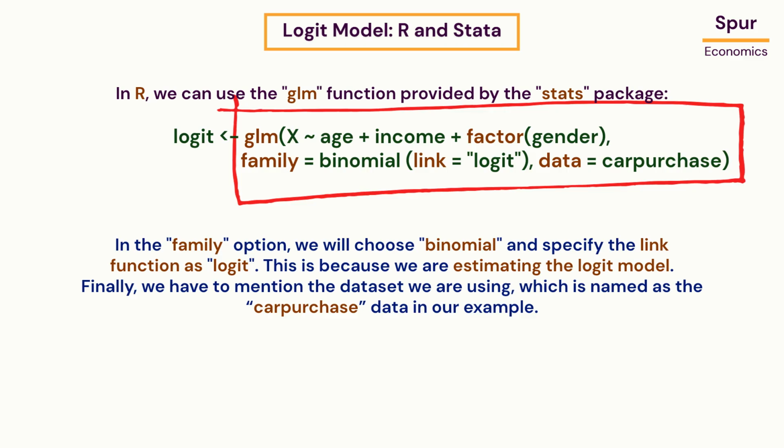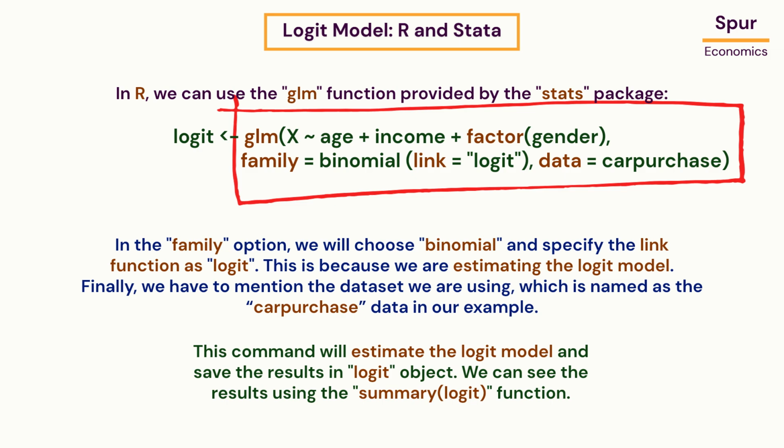In the family option, we will choose binomial and specify the link function as Logit. This is because we are estimating the Logit model. Finally, we have to mention the dataset we are using, which is the car purchase data in our example. This command will estimate the Logit model and save the results in Logit object. We can see the results using the summary function.